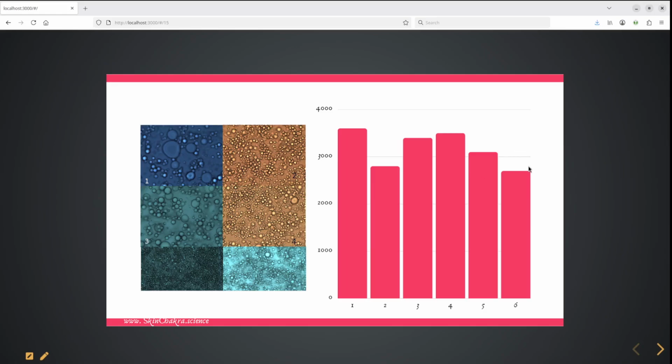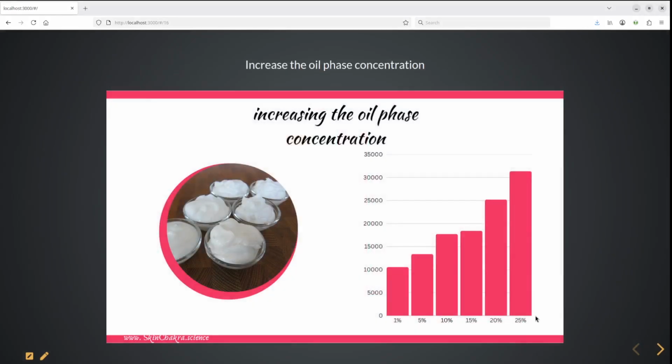And you see again here a slight difference in the viscosity. It might not be obvious by observing, but when you measure the viscosity, you see the difference. So by increasing the oil phase concentration, again, this is about oil in water emulsions, you can increase the viscosity of the emulsion.